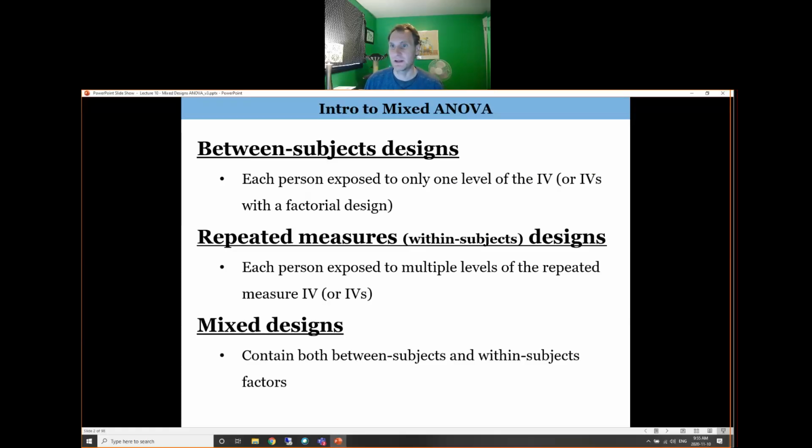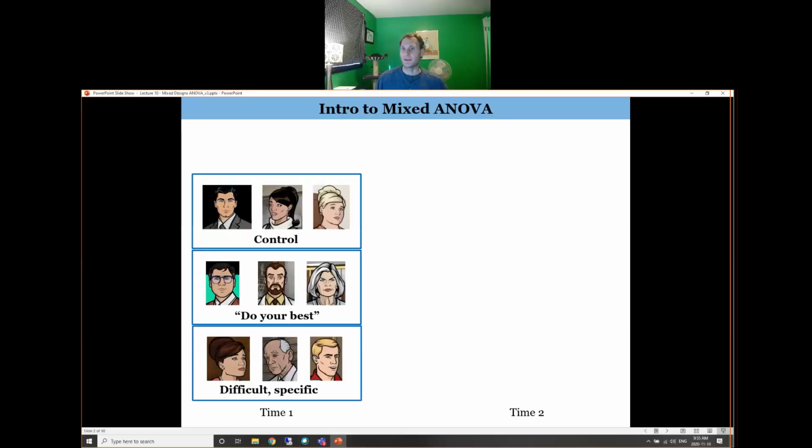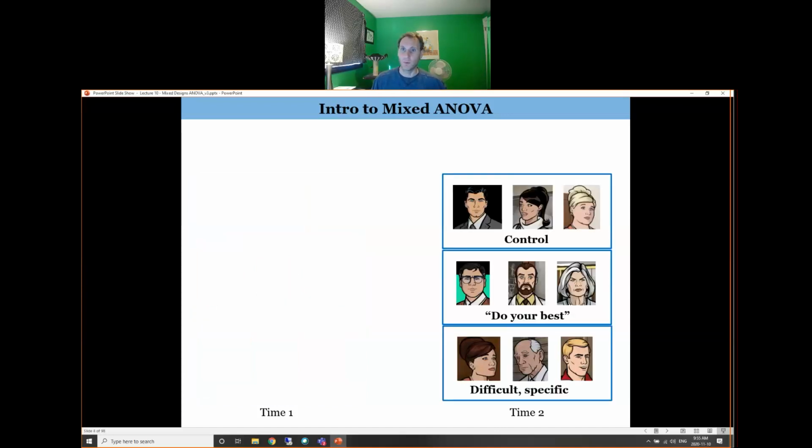A mixed design is just a combination of both types of designs. You have at least one between subjects factor and at least one within subjects factor. So returning to our goal setting example, we might look at the effects of goal setting, but over time. In this case, we have randomly assigned people to either a control, a do your best, or a difficult specific goal condition, and measured their performance at 2 points in time. So goal would be a between subjects factor because each person's only assigned to one level of the goal manipulation, and time would be a within subjects factor because we've measured them at 2 points in time.